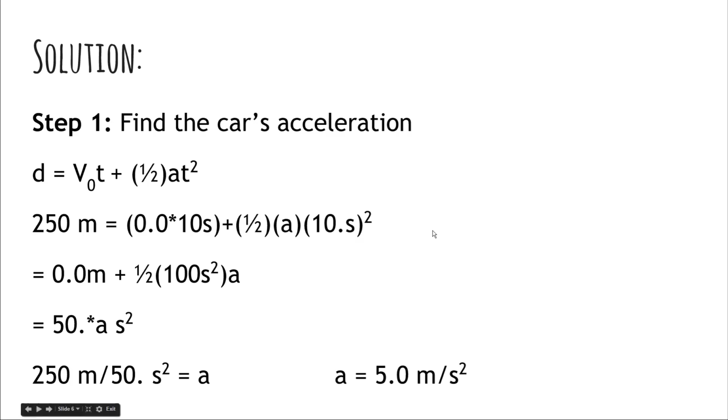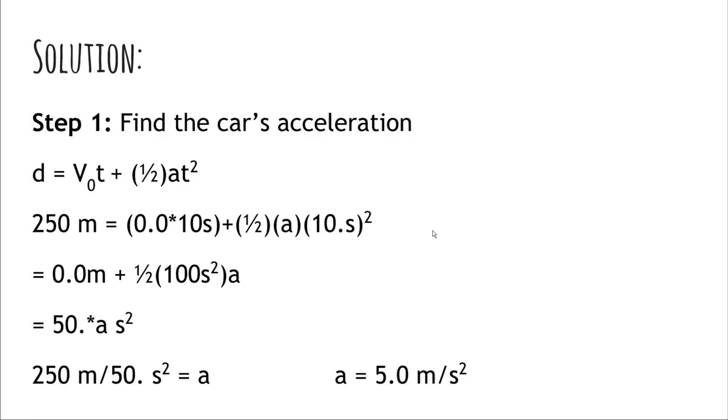Okay, so let's go through the solution. There are 4 steps that we're going to go through, so let's go one at a time. The first step is to find the car's acceleration across the track. To do this, we're going to need the second kinematics equation: d equals v naught times t plus half a t squared. V naught, of course, is initial velocity, and a is acceleration.